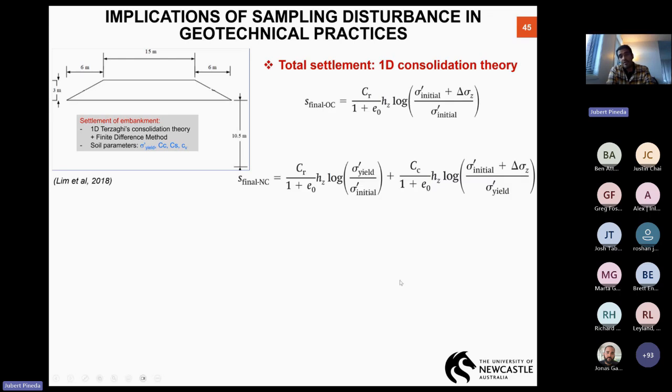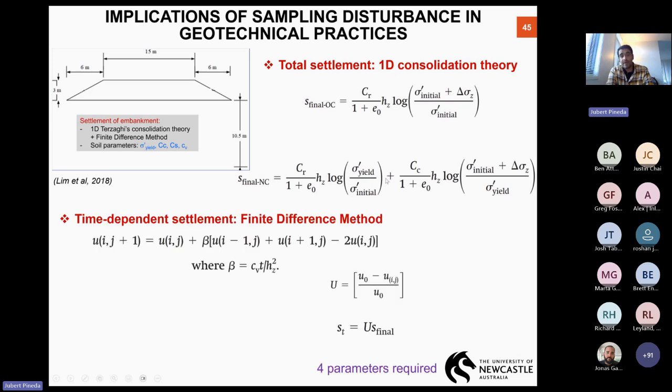So if you check Terzaghi's consolidation theory, these are the two equations you have to use. The total settlement for over-consolidated soil is given by the equation at the top, and the total settlement for normally consolidated soil is given by this equation at the bottom. If we use the finite difference method to estimate the evolution of pore water pressure, which can be easily typed in an Excel spreadsheet, then we have this equation where we have this parameter beta and the cv as an input parameter from the soil.